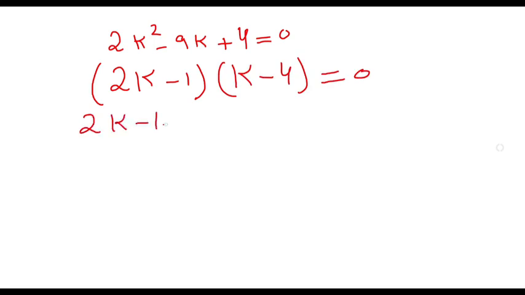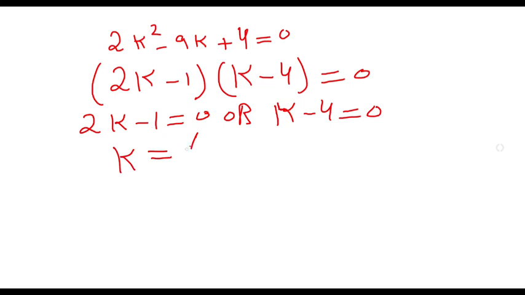2k - 1 = 0, or k - 4 = 0. So for k, the negative 1 becomes positive 1, both sides divided by 2, k = 1/2, or k = positive 4. So we got two values.